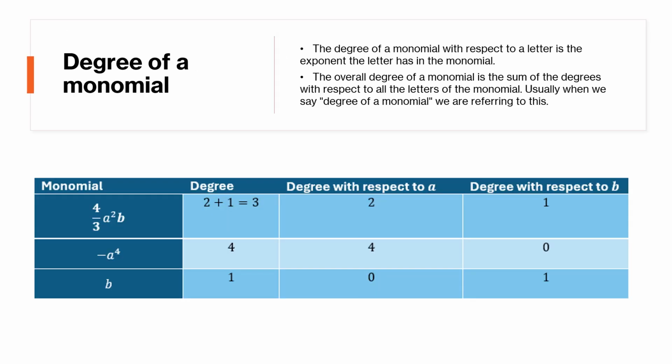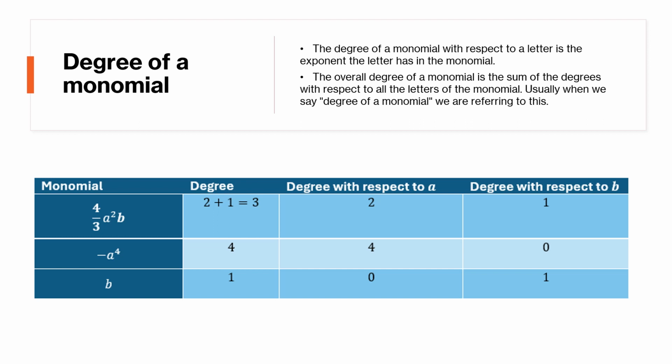Now let's see the degree of a monomial. The degree of a monomial with respect to a letter is simply the exponent of that letter, while the overall degree is the sum of all the exponents. So let's see these examples so that it's more clear. 4/3 a squared b. The overall degree is the sum of the exponents. The degree with respect to a is 2, and the degree with respect to b is 1, because we usually do not write 1 as an exponent. So b has the exponent 1, and so the overall degree is just 2 plus 1.